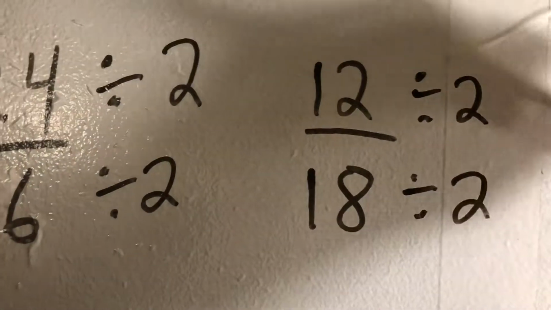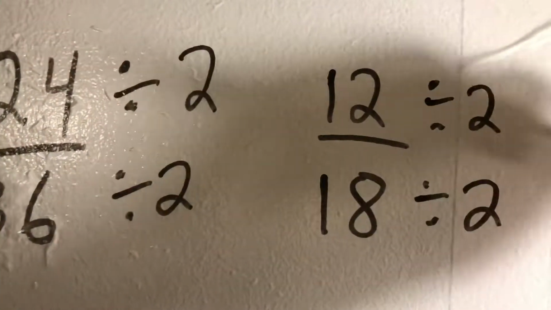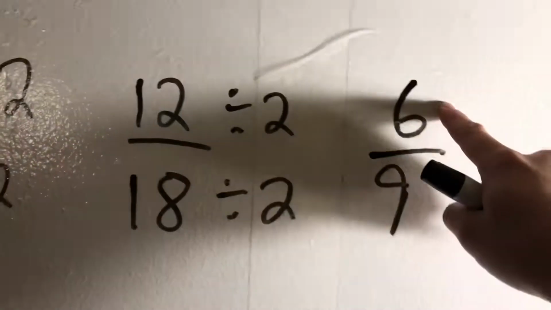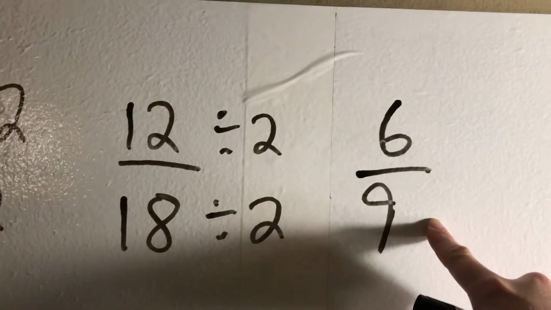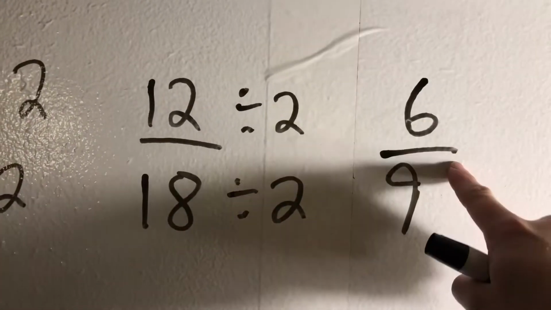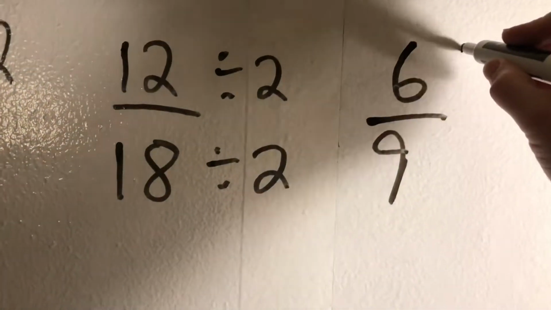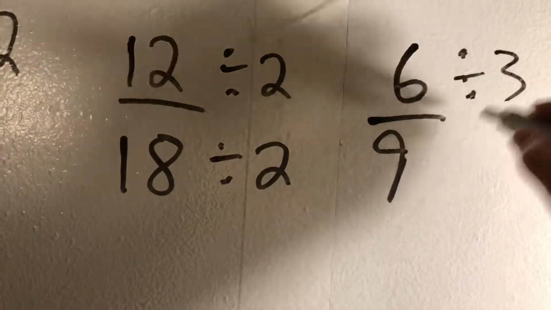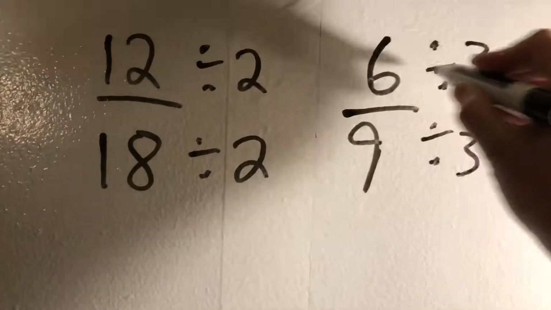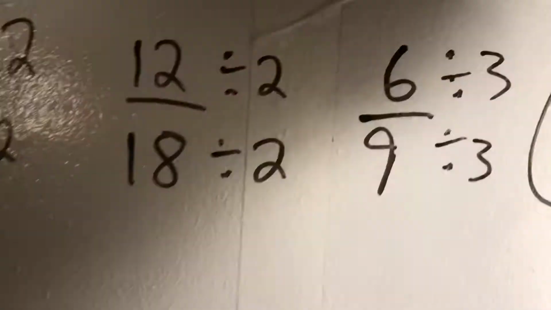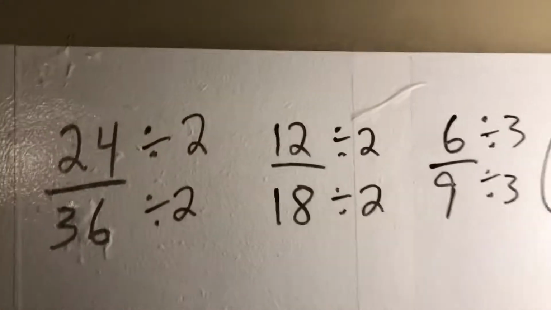12 divided by 2 is 6. 18 divided by 2 is 9. Now maybe we got to keep going. Can we divide 6 and 9 by the same exact number and get perfect whole numbers? Well, I know 2 doesn't work because I'll get a decimal if I use the 9. But what about the number 3? 6 divided by 3 is 2. 9 divided by 3 is 3. So there's our final answer.